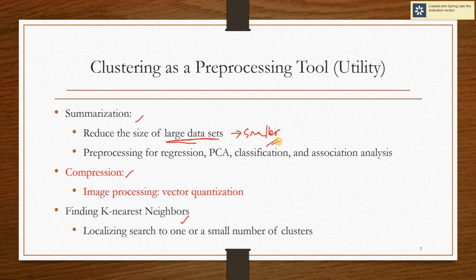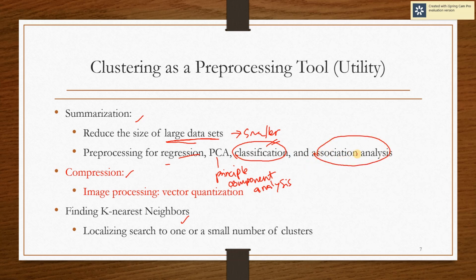It can also be used in processing for regression, principal component analysis, classification, and also association analysis. What you have to understand is that clusters can be used when you want to pre-process for classification and also association analysis later on. Clustering can also be used in compression.